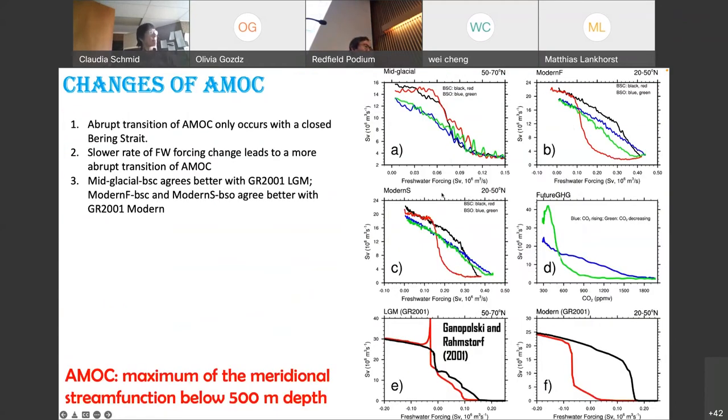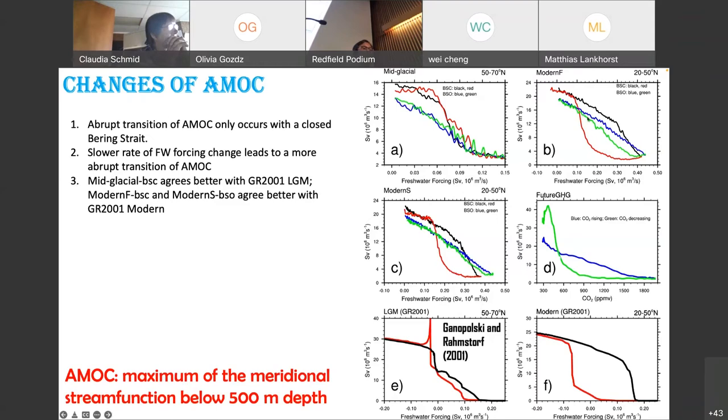This is the AMOC index, which we define as the maximum of the meridional stream function in the Atlantic below 500 meter depth between 40 and 60 degrees north. The black and the red lines are the closed Bering Strait simulation, and the blue and green lines are the open Bering Strait simulation. The black and blue lines are the freshwater forcing increasing phase, and the red and green lines are the freshwater forcing decreasing phase. So basically here we can see that with an open Bering Strait, the change of AMOC is roughly linear with the change of freshwater forcing. That means with the increase of freshwater forcing, AMOC decreases until it collapses, and with freshwater forcing decrease, the AMOC linearly strengthens.